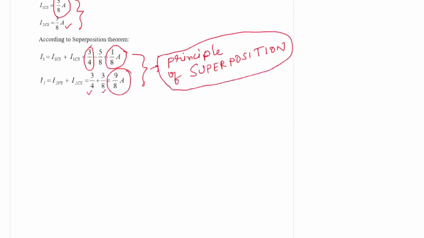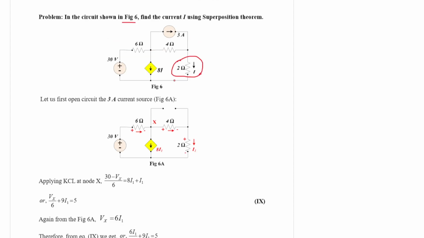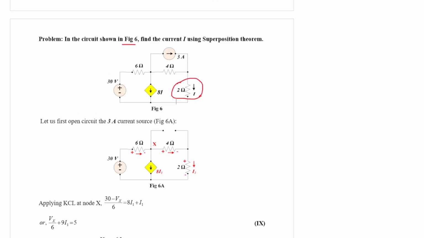Let us move to our next problem. We again have a superposition theorem problem, figure 6. Find the current I, which is the current flowing through the 2 ohm resistor. We have two sources: a 30 volt voltage source and a 3 ampere current source. So let us solve one by one by applying the same principle.